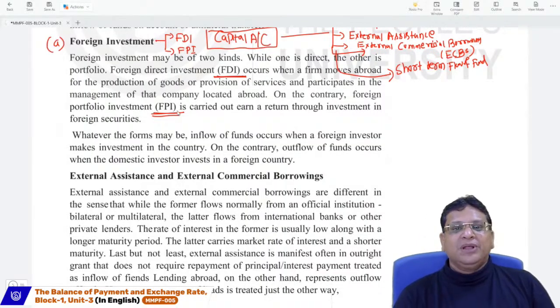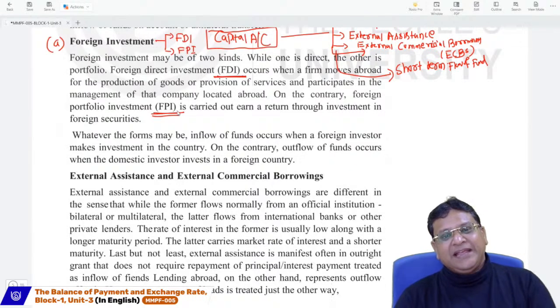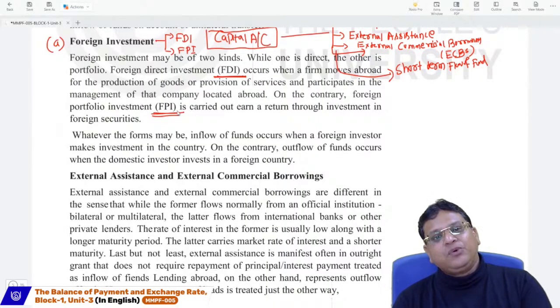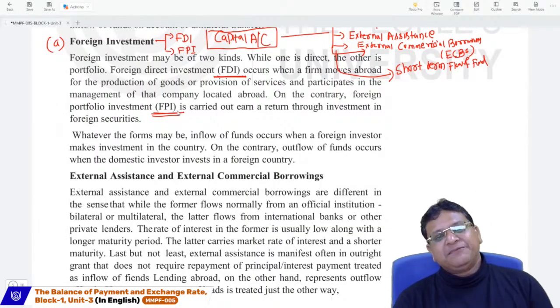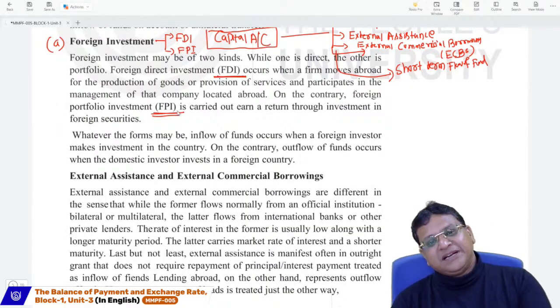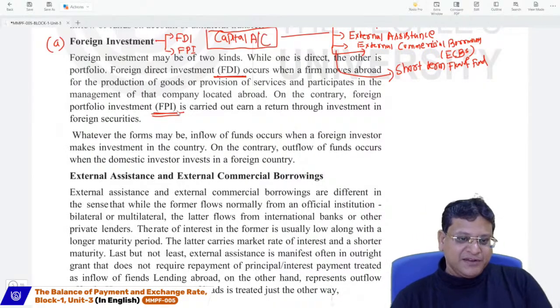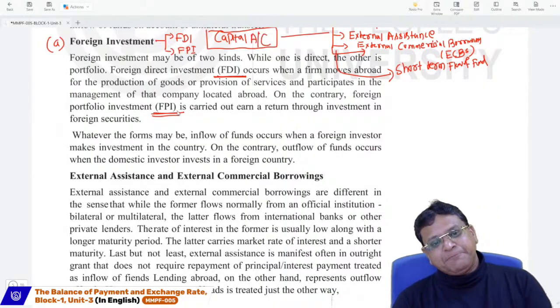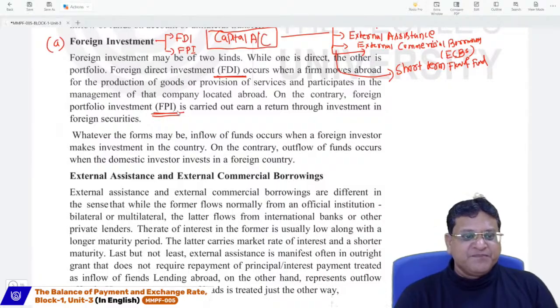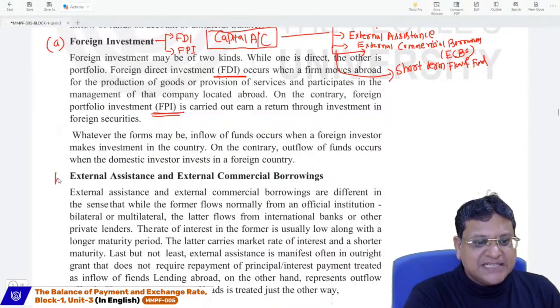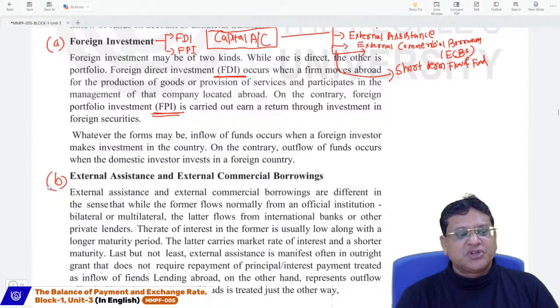Okay. Now FDI and FPI inflows and outflows are recorded under capital account heads. FDI inflow results in inflow of funds and is a credit item. FDI outflow is a debit item. FPI inflow is a credit item. FPI outflow is a debit item. Okay, so foreign investment is done. Next one is external assistance and external commercial borrowing.